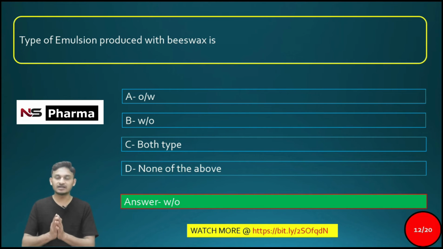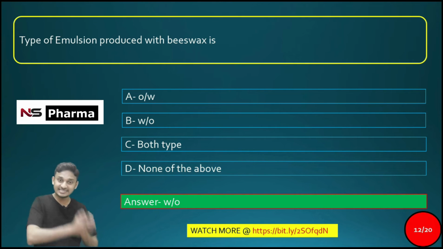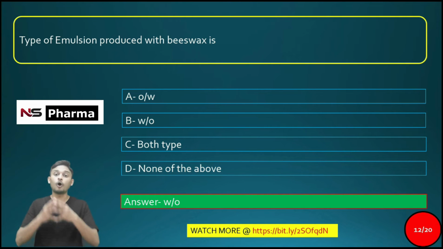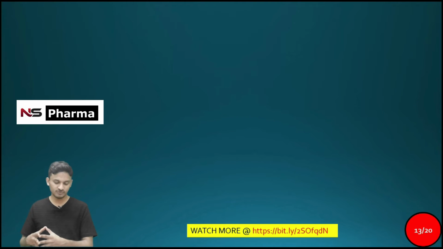Now I will say one more time because this is a little bit confusing. Beeswax, lanolin and wool fat all promote water in oil emulsion formation. But lecithin will promote the formation of oil in water emulsion. Hope you got it. Now we will move to the next question.